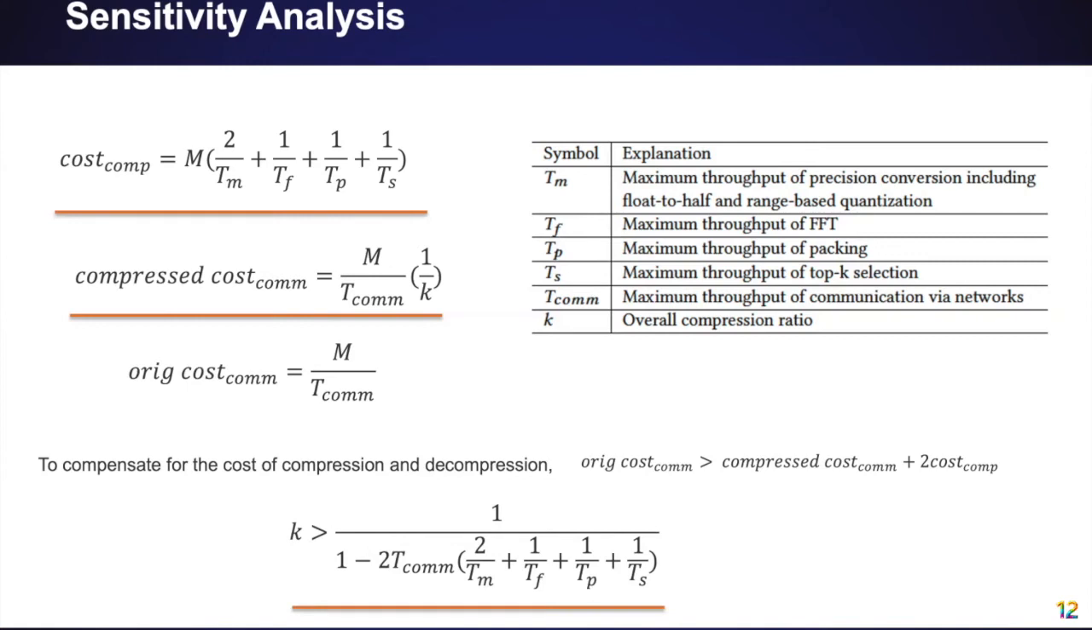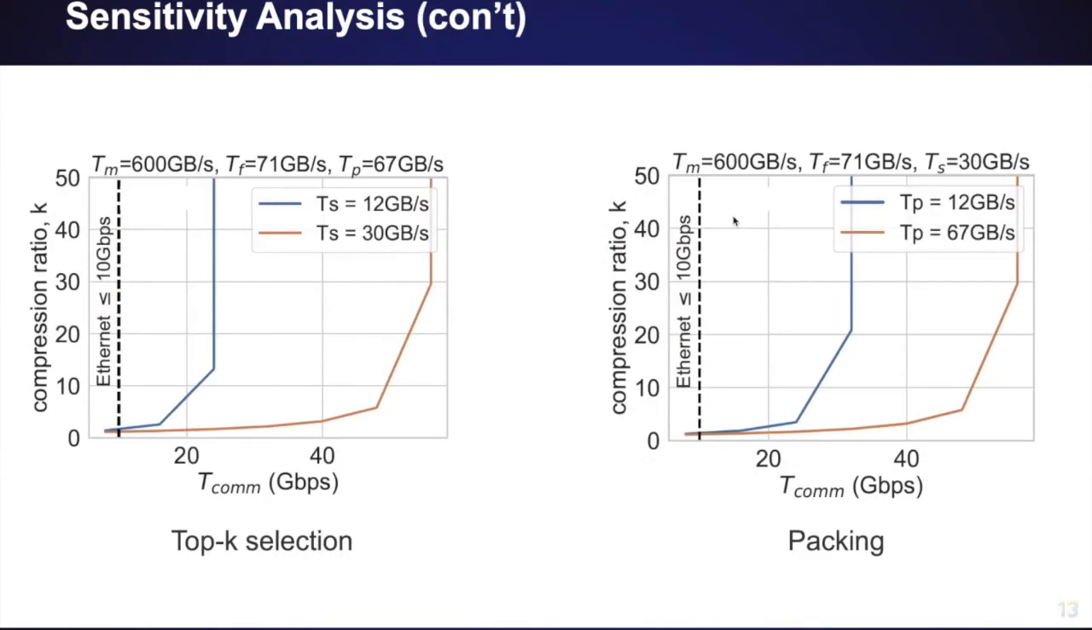And it tells us, if the users want to benefit from our compression framework on a particular machine, what is the minimum compression ratio required? These are the results of the analysis.